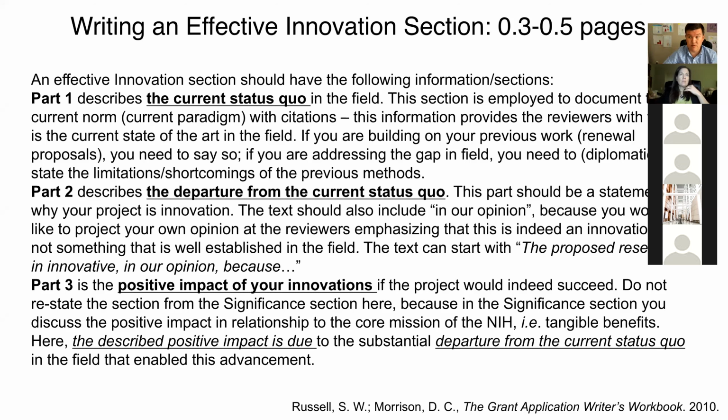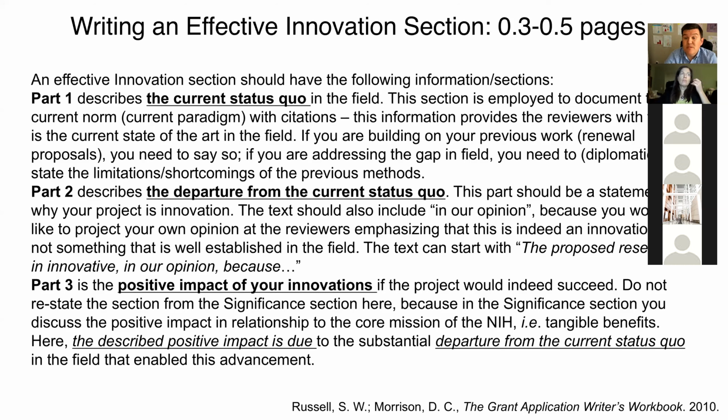So in these three parts, what you should do in part one, which not necessarily is supposed to be in this particular order, these parts can be in slightly different order, as we will see in some of the examples. In part one, you describe what is the current status quo in this field. What is the current state of the technology? Or the current method that you're trying to innovate on.